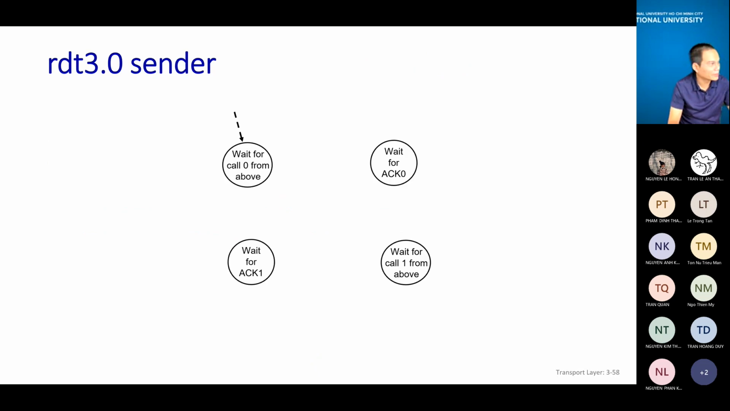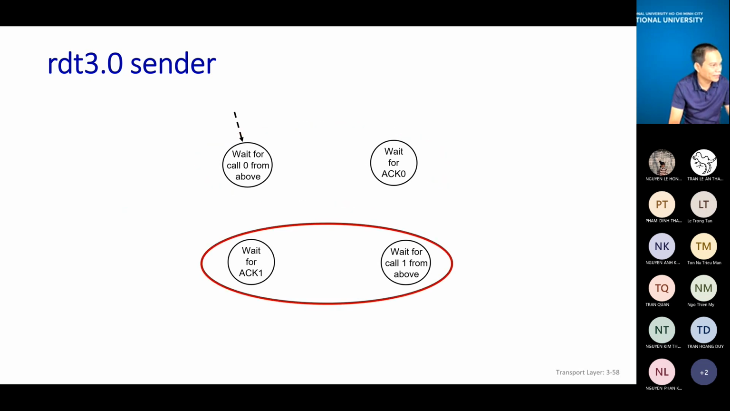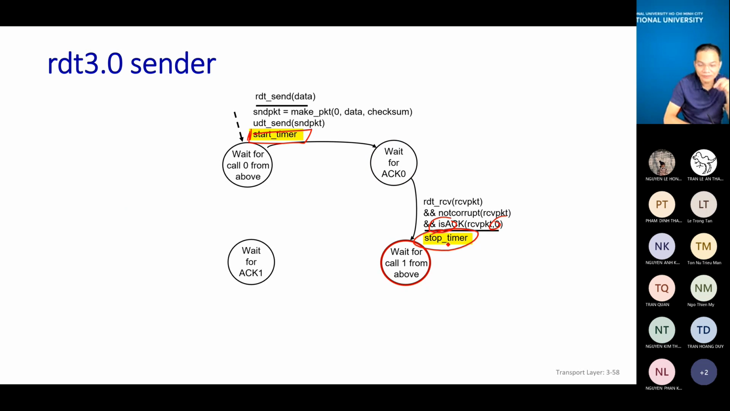Countdown timer. Here is the action of the 3.0 sender. Again, it's very similar to previously, it's just we're going to have a start timer here. And after we receive the ACK, we're going to stop the timer for that ACK packet.